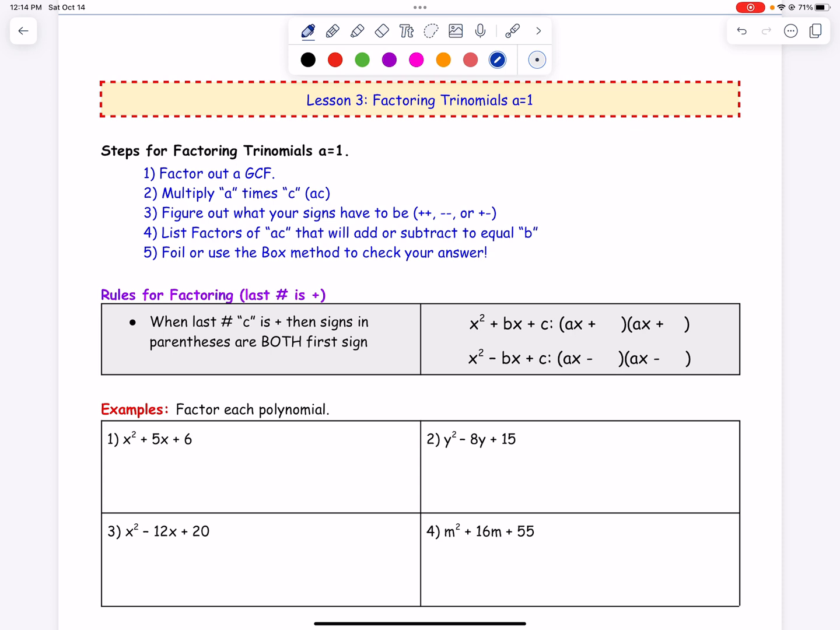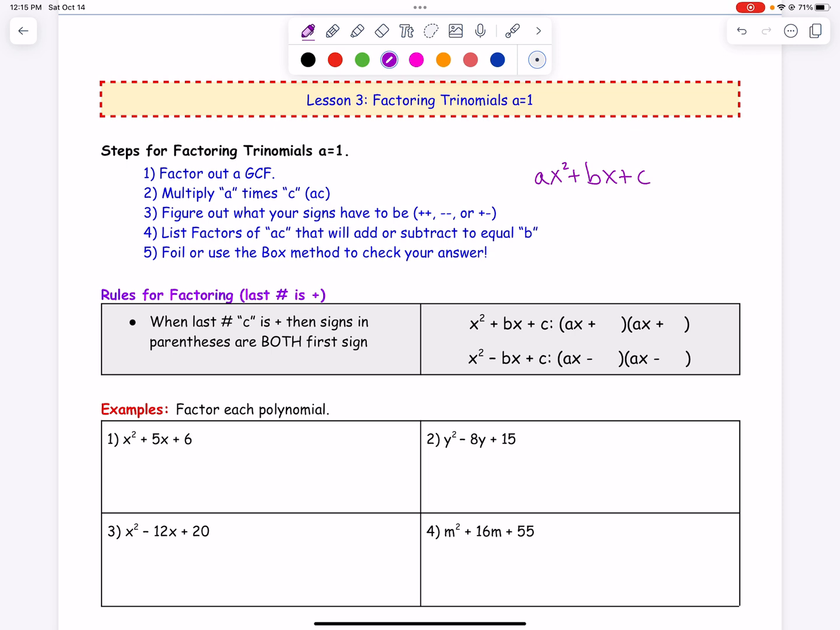So what do we mean by all of these a's and b's and c's? It's when we have a trinomial that's in standard quadratic form, which is ax squared, and let me write that as a lowercase a, ax squared plus bx plus c. That's what all these a's and b's and c's are referring to.